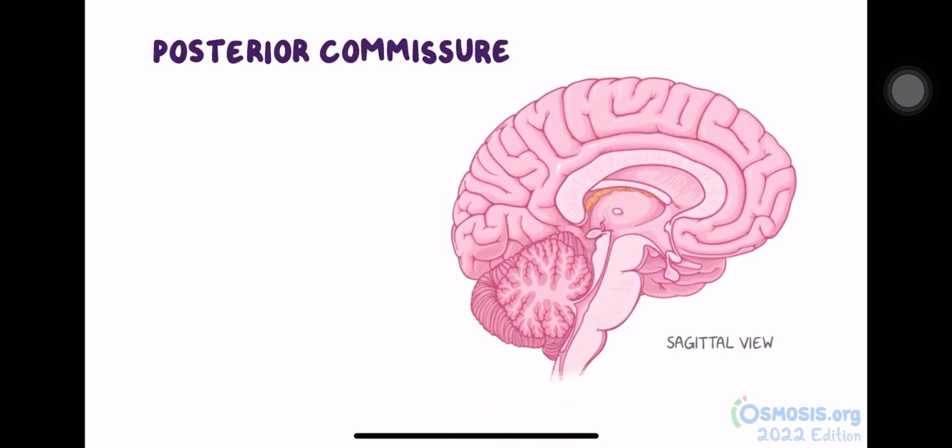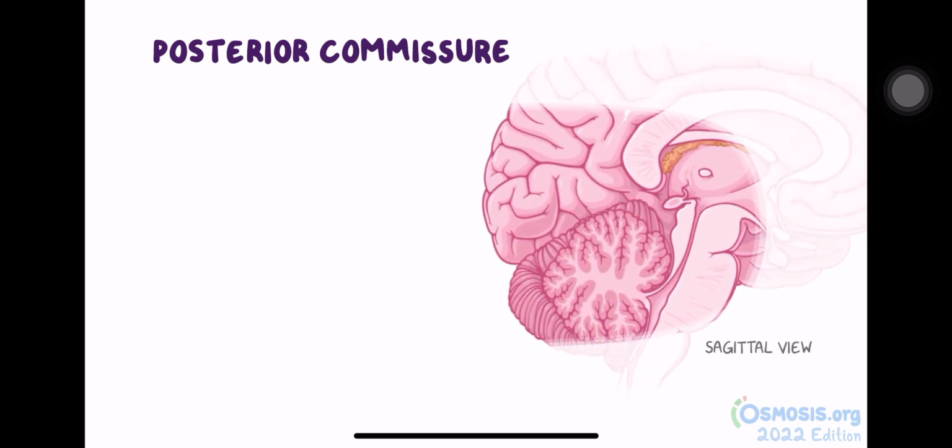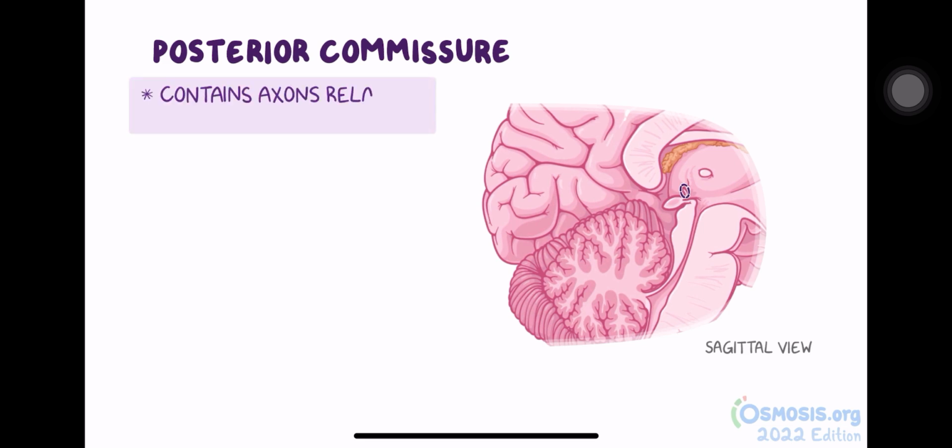Another commissure to consider is the posterior commissure, which is located between the midbrain and the diencephalon, just rostral to the pineal gland. It is a small commissure and contains axons related to the oculomotor complex, for example, for the pupillary light reflex.